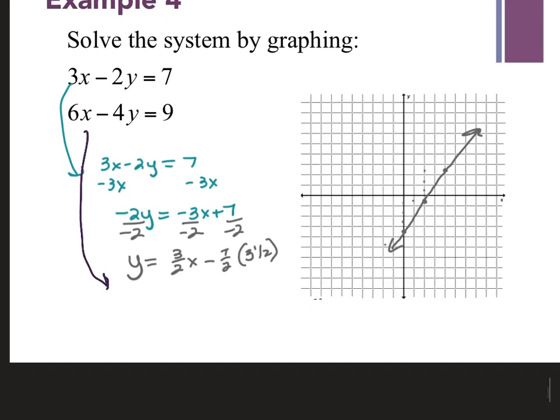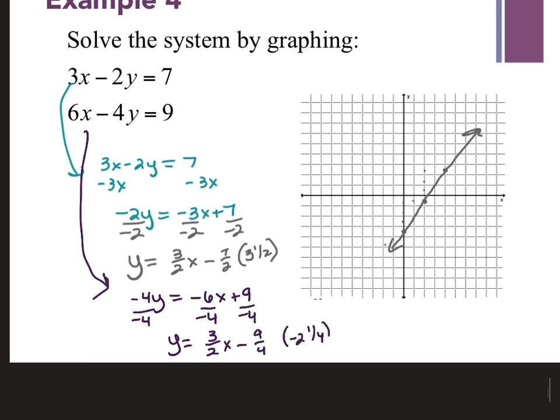Then I'm going to graph the second one after I solve it for y. So negative 4y equals negative 6x plus 9. Divide by negative 4. And I get y equals 3 halves x minus 9 fourths, which is negative 2 and 1/4. So now I'm going to negative 2 and 1/4, and my slope is up 3 over 2, up 3 over 2.